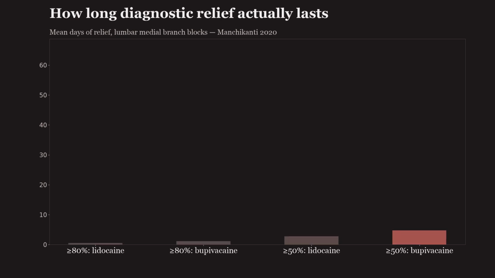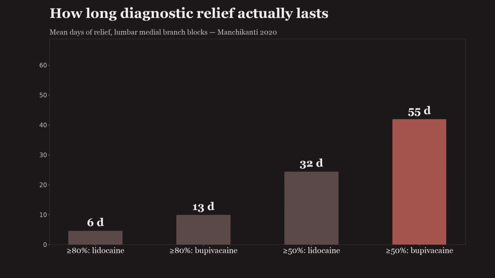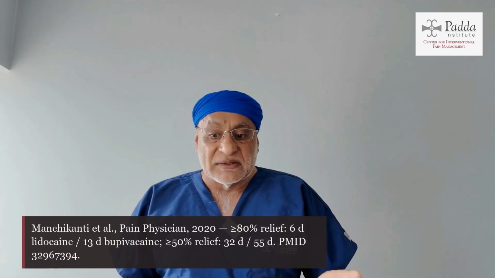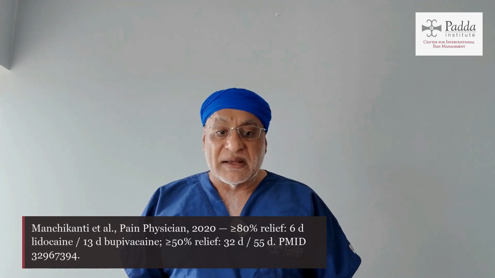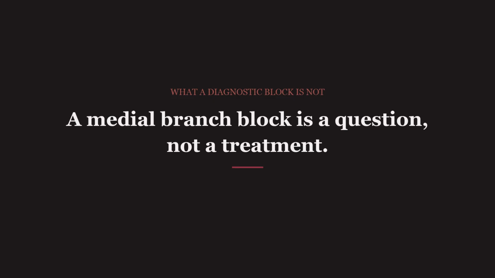Understand what a diagnostic block is not. In that same study, relief at the 80% level averaged 6 days with lidocaine, 13 with bupivacaine. Partial relief, 50% or better, ran longer, about 32 days and 55. Weeks, not years, and then it is gone. A medial branch block is a question, not a treatment. Sell it as therapy and you are selling a lab test as care.